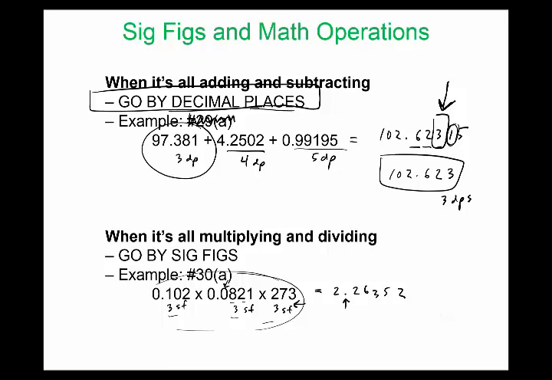Decimal point is present, so this counts. 1, 2, 3. This is your 3rd SigFig, that's 6 there. Use the number after it, this 3 here, and it's less than 5, so this number stays the same, so 2.26. And that's your answer.